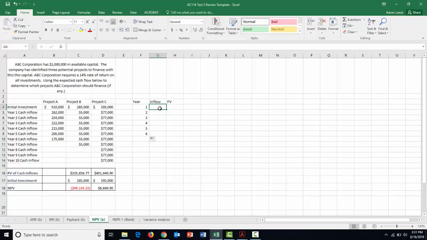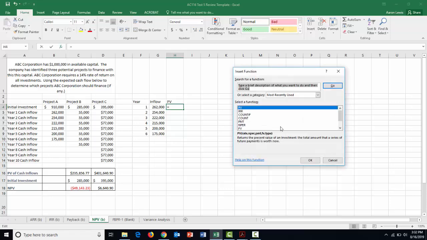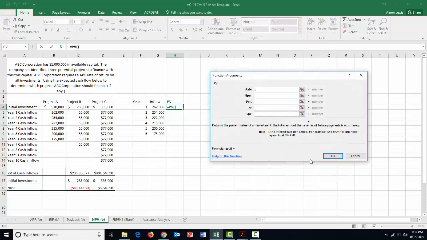In year 1, our inflow is equal to this $262,000. We can go click on that. If we fill handle here, it's going to fill in all the numbers from underneath, which it did. Now we can figure out what our present value is. So what we can do here to figure this out is we can go to our function, and we can use the PV thing one more time. The rate is still going to be 0.14.